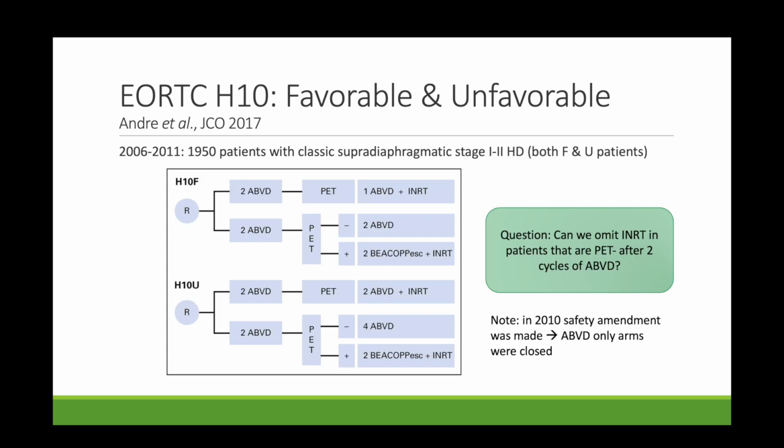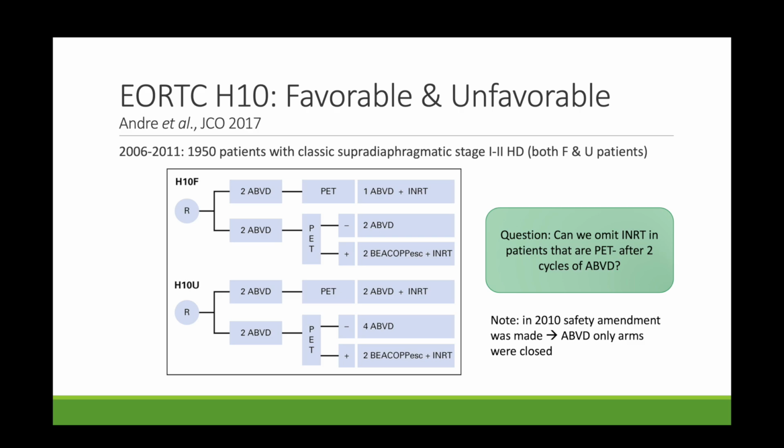So now that we understand that EORTC and German Hodgkin study group group the lymph nodes differently, and they have slightly different factors that make you favorable versus unfavorable, we realize that patients that are considered favorable by the EORTC criteria might not necessarily be considered favorable by the German criteria. So as long as you understand that there are some subtle differences in terms of how these patients are grouped together, I think that is the major point here.